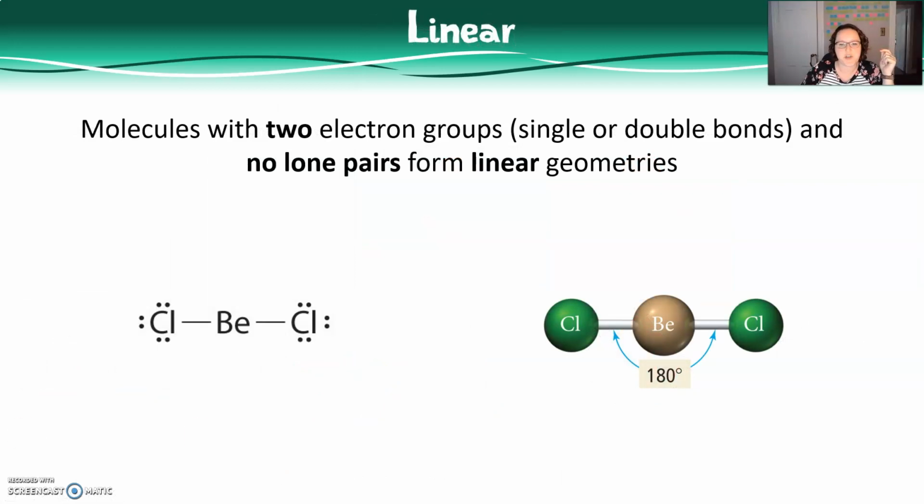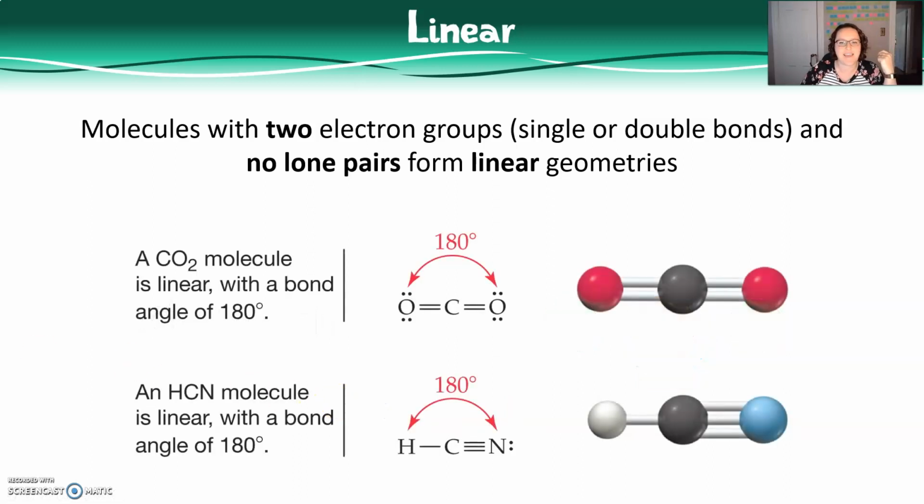Linear geometries occur when there are 2 electron groups around a central atom. In the case of beryllium chloride below, the 2 single bonds on the beryllium lead to a linear geometry for the molecule. Note that there is a 180-degree angle between the 2 bonding regions, which is the farthest apart any 2 electron groups can ever be.